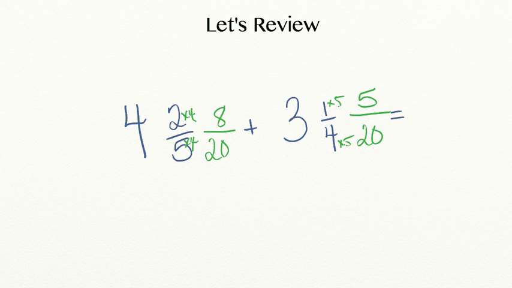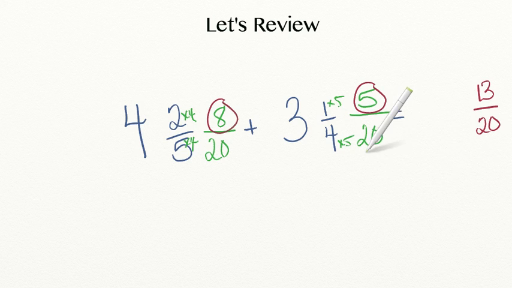My next step is to start adding. You always start by adding your fractions first. 8 plus 5 equals 13, and I'm going to keep my denominator 20ths because again, I'm not changing the size of the pieces, I'm just adding them together. Now we can add our whole numbers. 4 plus 3 equals 7. Great job!